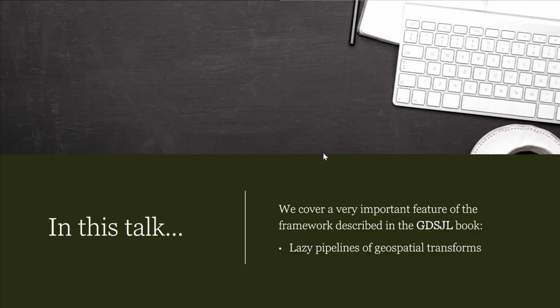So as I mentioned, the topic of this specific talk is one chapter of the book, which is about lazy pipelines of geospatial transforms. I will undo all this fancy vocabulary and explain what this means. Basically, we'll be able to take a geospatial data set and process it into different geospatial data sets. And if you followed the previous talk, this geospatial data set will be a geotable. You get this geotable, feed it into a sequence of transformations and get a geotable at the end. That's the whole idea.